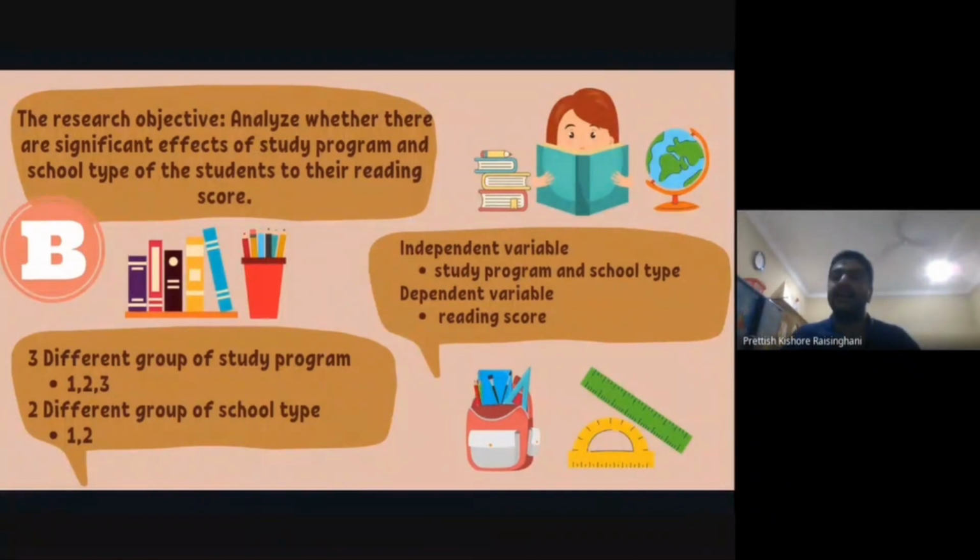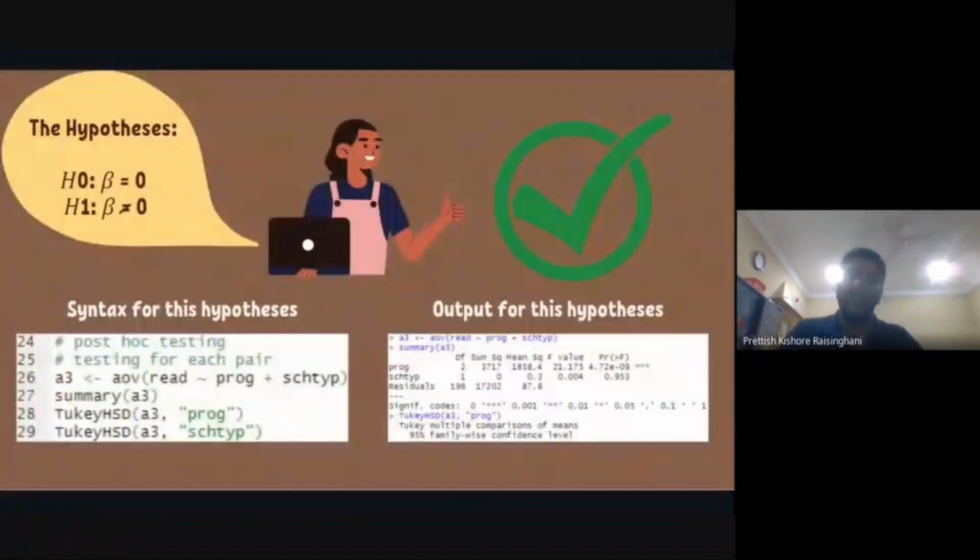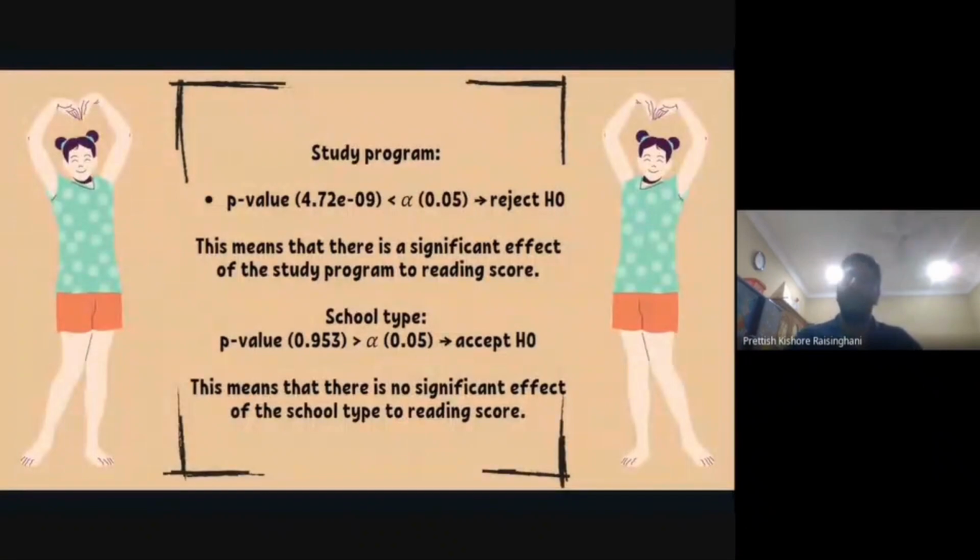In this case, there are three different groups of study program, which are 1, 2, 3. And there are two different types of school type, which are 1 and 2. As shown, this is the syntax and the output for the parameter testing. From the output, the p-value of the study program is less than alpha. This means that there is a significant effect of the study program on the reading score.